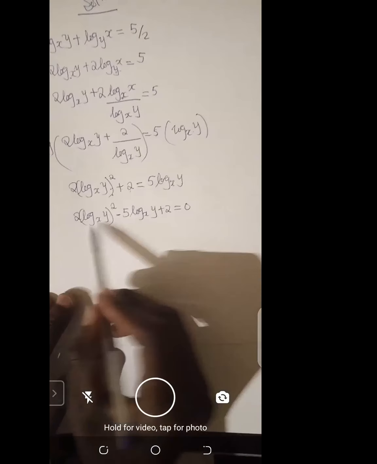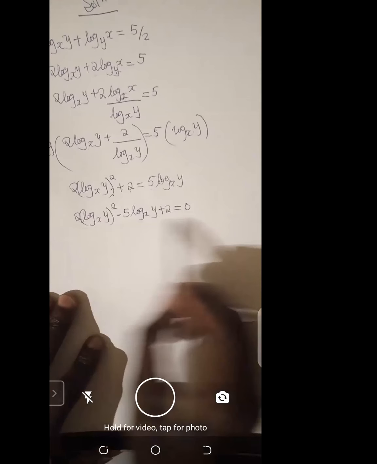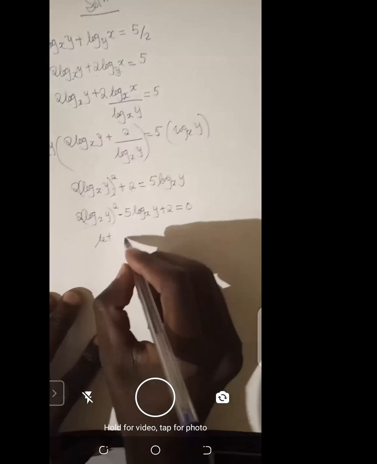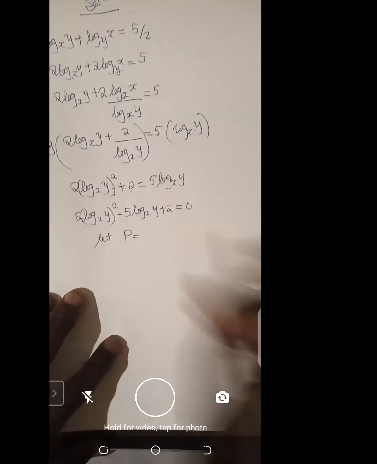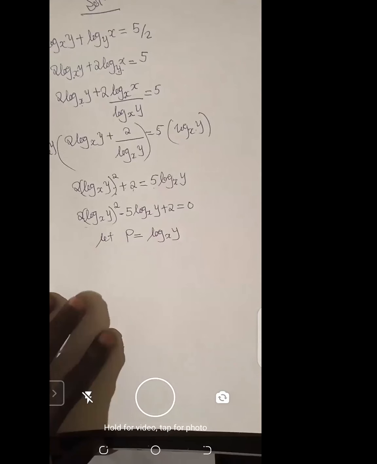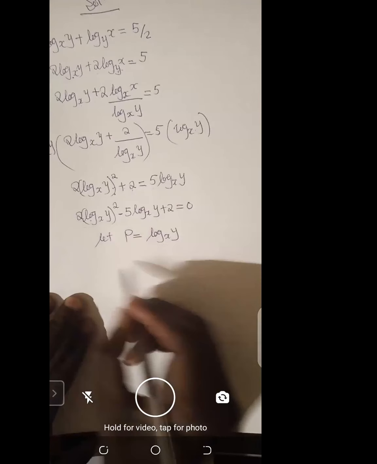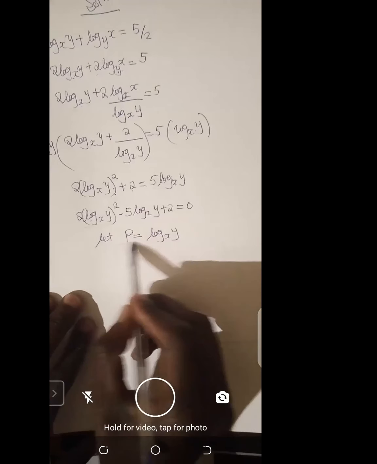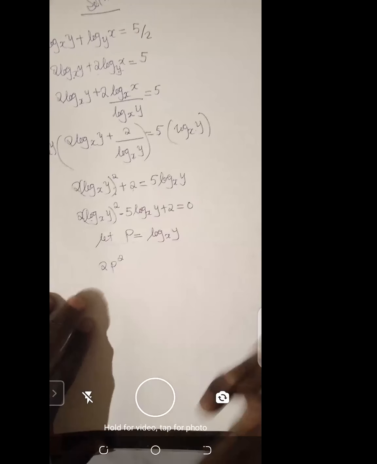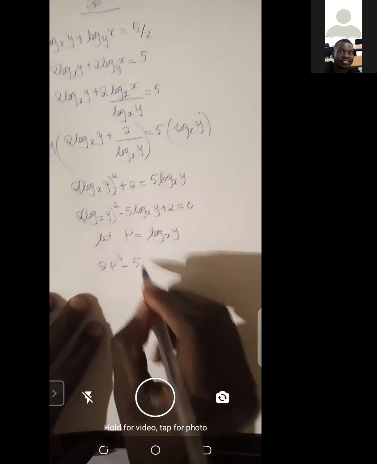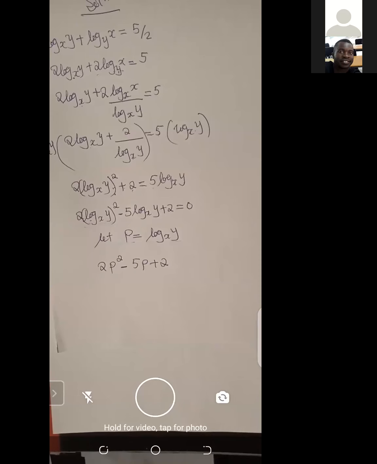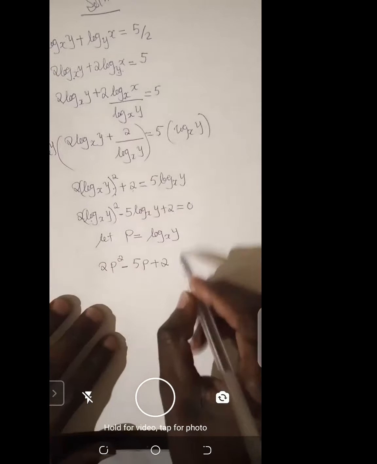So when you reach here, we can let P, or any letter of your choice, equal log xy. So that where there is this, you replace with P, and there you're going to have 2p squared minus 5p plus 2. And then this will give you a 0.